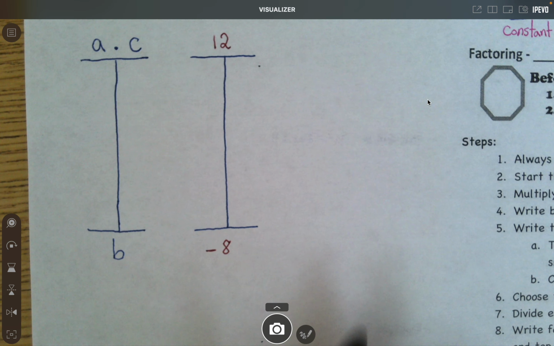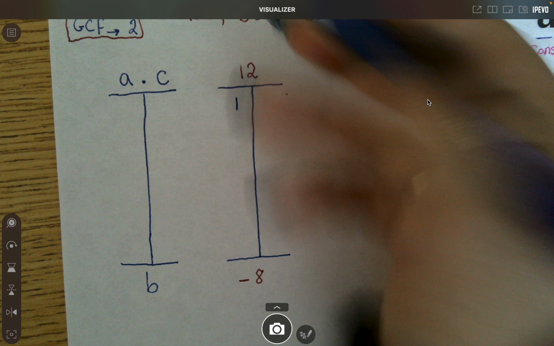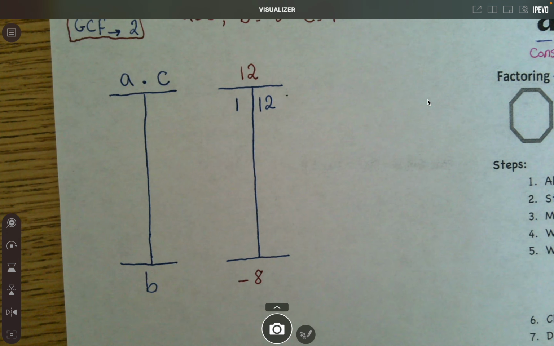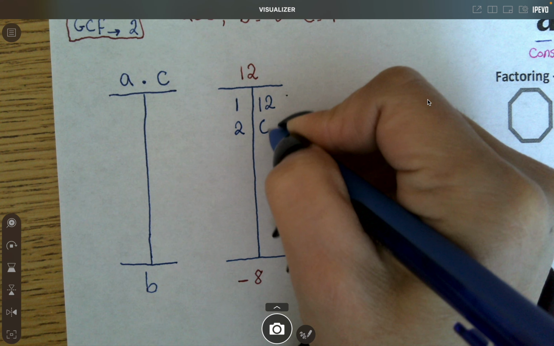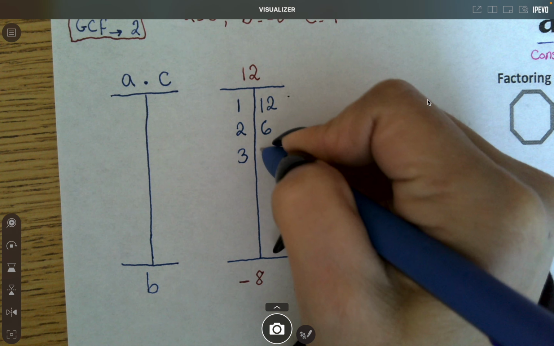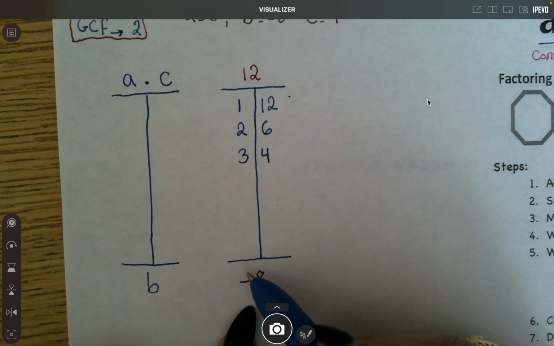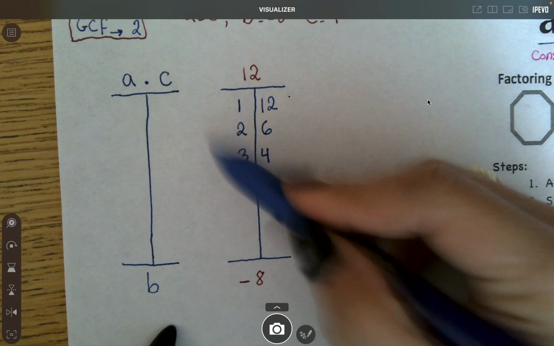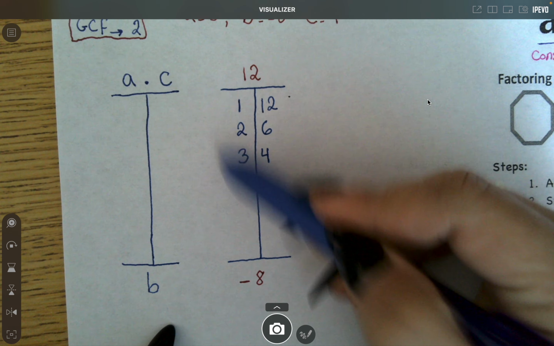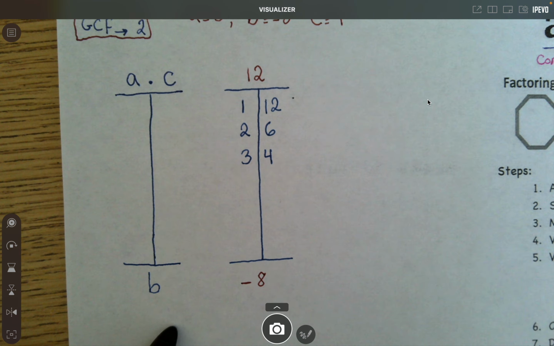Okay, so let's find the factors. We start from 1. 1 and 12 multiply and give me 12. That's one factor of 12. 2 and 6 multiply and give me 12. 3 and 4. The multiplication of these 3 sets would give me 12, and I don't have anything else.